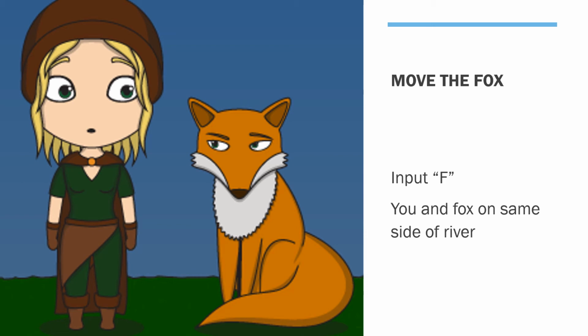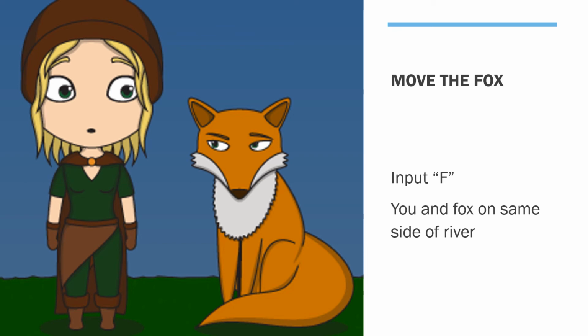When do we take the fox with us? When we type the letter F, then we take the fox with us. But there's another thing that has to be true as well. You have to be on the same side of the river as the fox. That means you and the fox, person and fox, have to have the same identical Boolean value. You're either both on the wrong side of the river or both on the right side of the river.